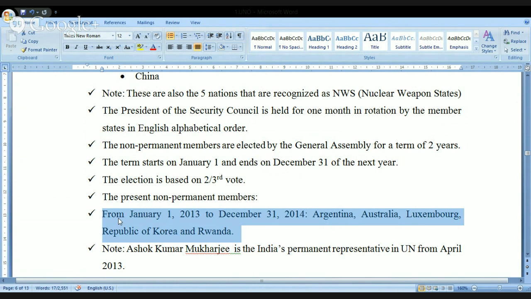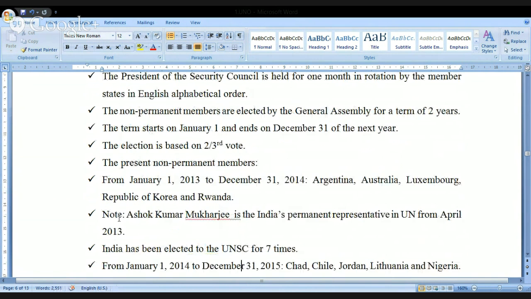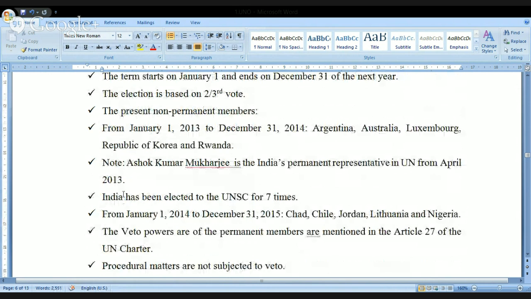So these are the 5 non-permanent members for this particular 2 years. Hope I am clear. Now, I am going to the next point here. Of course, it's here. Just have a look at this before I go further. One piece of information here: Ashok Kumar Mukherjee of India is a permanent representative in the United Nations. I'll tell you this point later, but kindly remember Ashok Kumar Mukherjee. And India has become a non-permanent member of the Security Council 7 times. Remember this point.